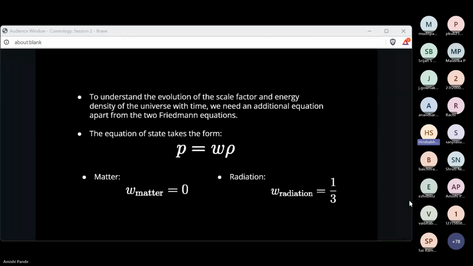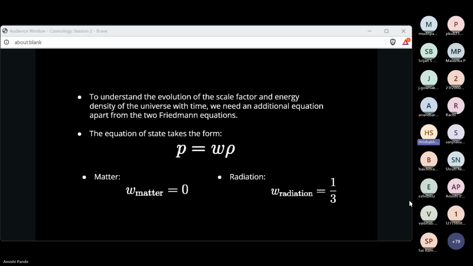But then we need an additional equation, because one thing you know from the very basics is that in order to solve for variables, we need as many equations as the number of variables. Now we have an additional variable. We have both P and rho. So somehow we need to do something.